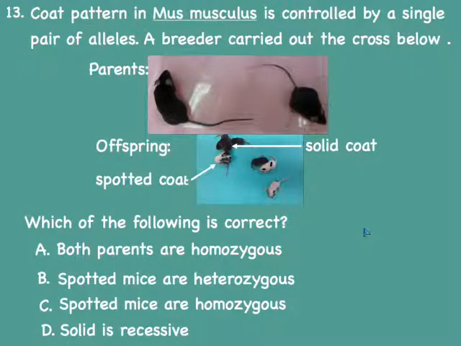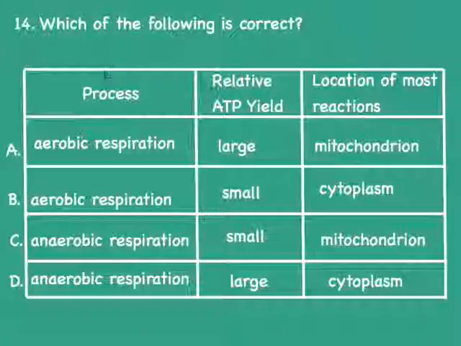Coat pattern in mice is controlled by a single pair of alleles. A breeder crossed these two mice both with solid coats, but the offspring showed the presence of spotted coat. This immediately suggests that because coat pattern is controlled by a single pair of alleles, both parents must be heterozygous for the dominant allele, which explains why the spotted coat, which is recessive, appears in the offspring. So the answer must be spotted mice are homozygous and both parents are heterozygous.